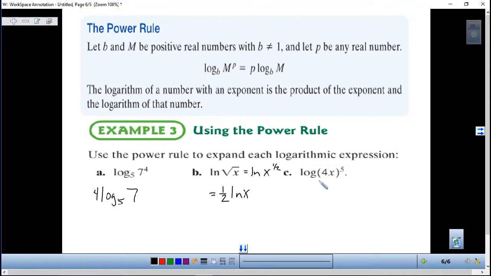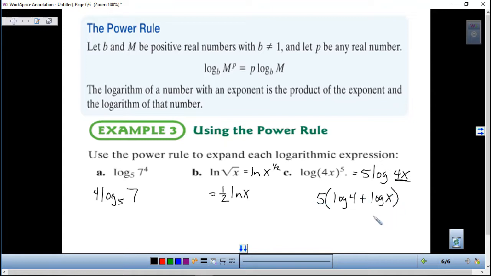And then what do we know about the log base 4x to the 5th? Well, we can move that 5 out front, and we're going to get 5 times the common log of 4x. Now at that point, though, it doesn't specifically say, it just says use the power rule, but we can expand this even more if we need to. And we're going to have 5, and we have a product right here. So we could actually do this as log of 4 plus log of x.